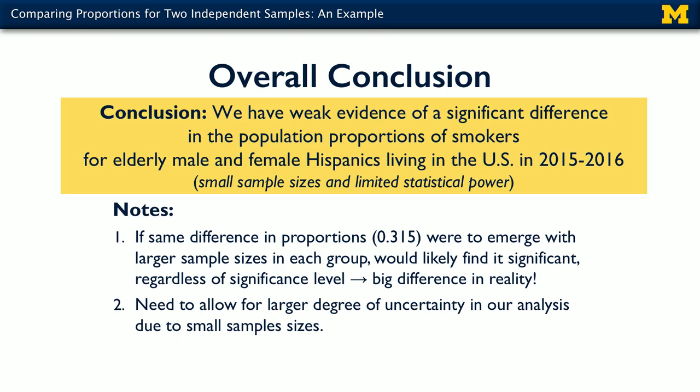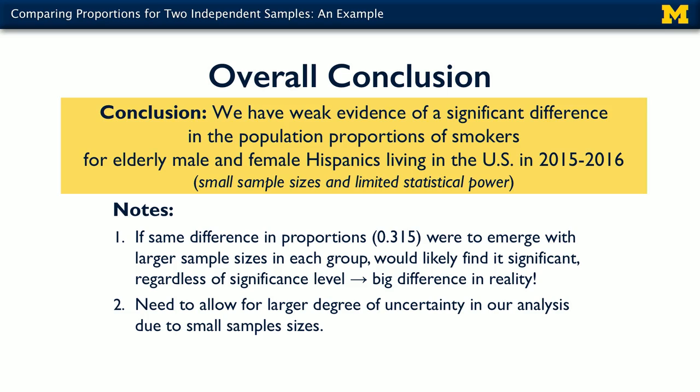So what kind of conclusion would we make in this particular case study? We have weak evidence of a significant difference in the population proportions of smokers for elderly male and female Hispanics living in the US in 2015-2016. Remember, we always want to make our target population clear when making these kinds of conclusions. So overall, we have weak evidence of a difference in these proportions of people who smoke among males and females in this population. But we can definitely include the caveat with that interpretation that we had very small samples to work with in generating these estimates and estimating the difference in the proportions. So overall, we had limited statistical power to detect this difference. And we could see in most of our approaches, we still had weak evidence of a difference despite the small sample sizes. So some notes to keep in mind.